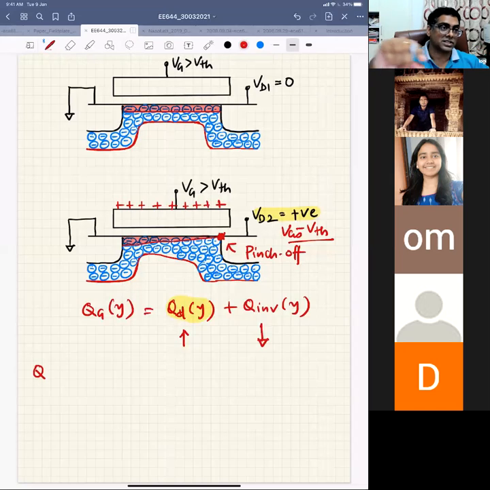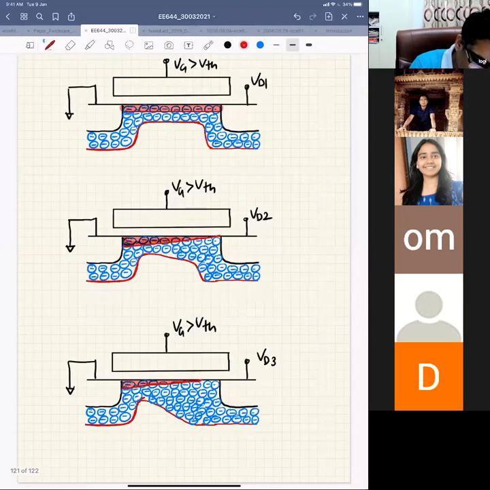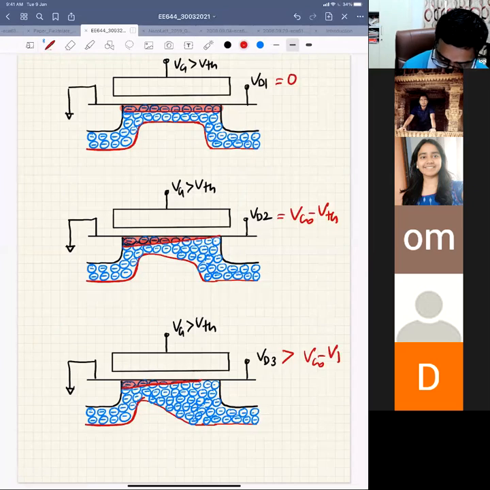So that means your channel is pinched off, right? So what will happen if I apply a drain voltage above VGS minus VTH? If I apply drain voltage, so this is 0, and let's say this is VGS minus VTH, and this is VD3. If VD3 is more than VGS minus VTH, that means your pinch off point will move, right? Because your voltage is increasing, the pinch off point will move towards the source, right?